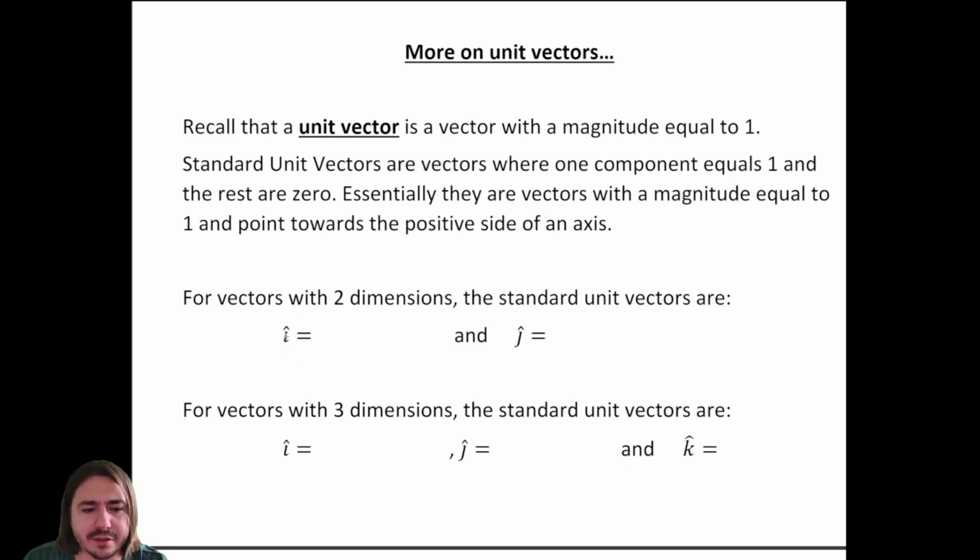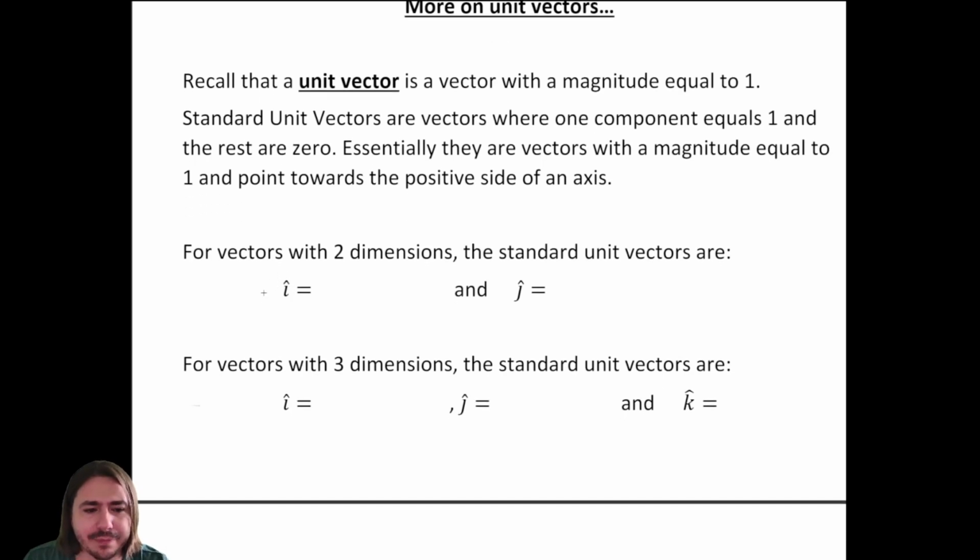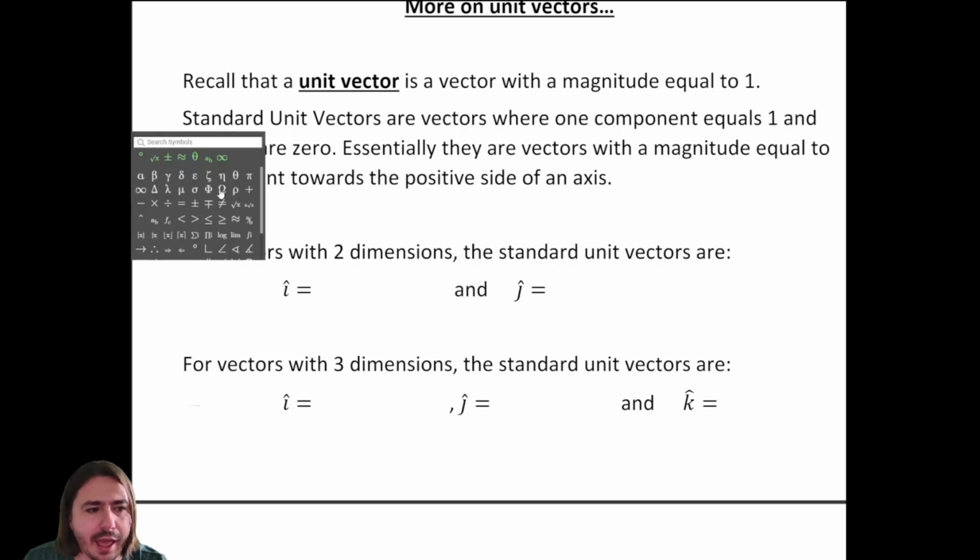So this little i with this little triangle hat, this little arrow up thing, this is called the standard horizontal unit vector, and what that is is simply 1, 0.